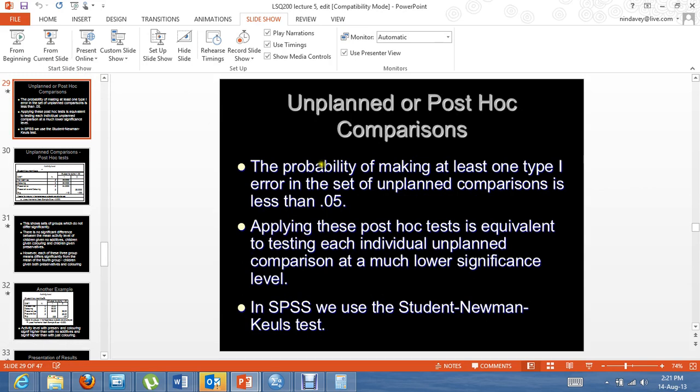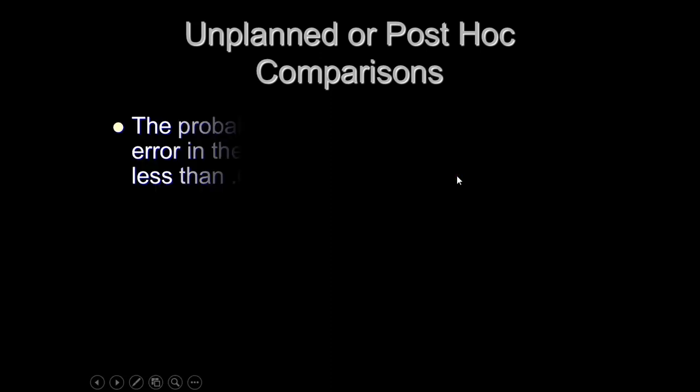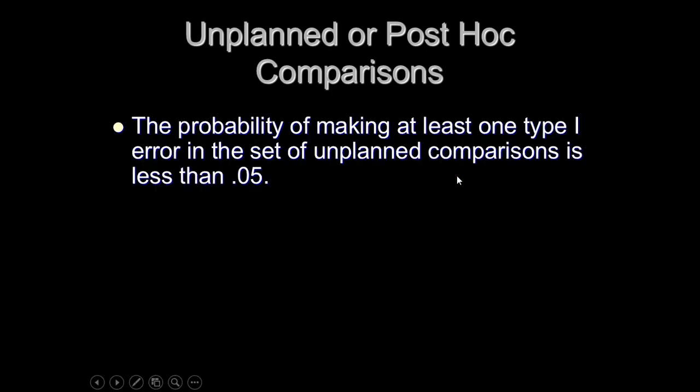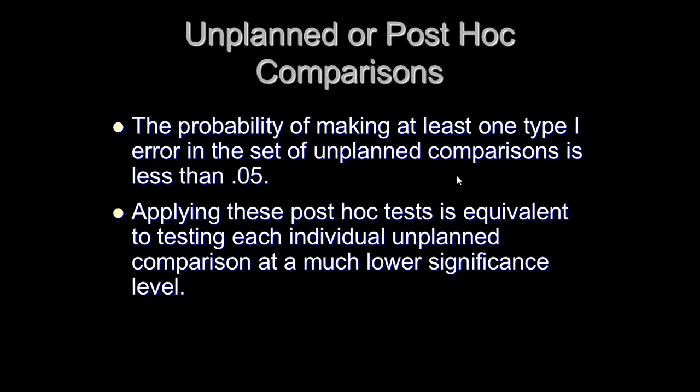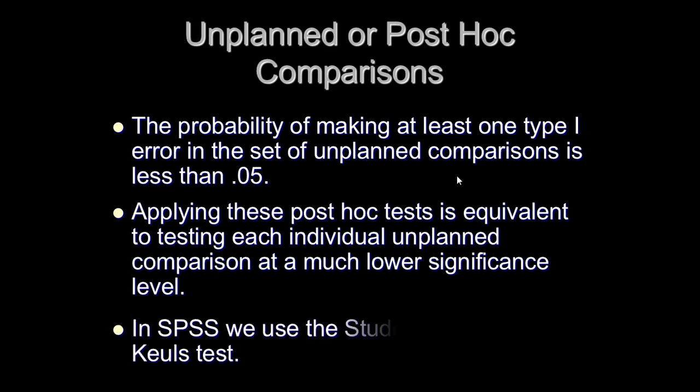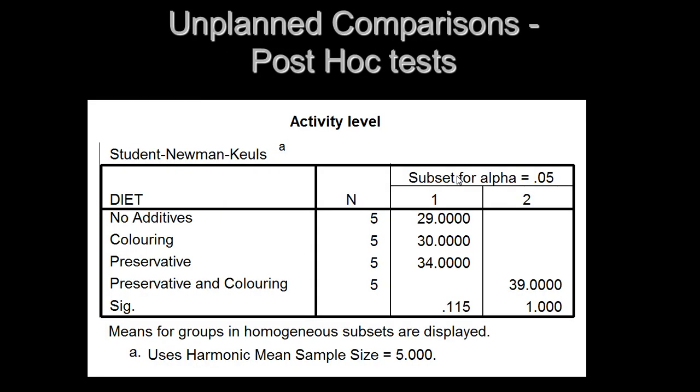So, unplanned or post-hoc comparisons. The probability of making at least one type 1 error in the set of unplanned comparisons is 0.05. Unplanned comparisons is where you compare every possible pair of groups to each other. Applying these post-hoc tests is equivalent to each individual unplanned comparison being at a much lower significance level. We tend to use the Student Newman-Keuls.